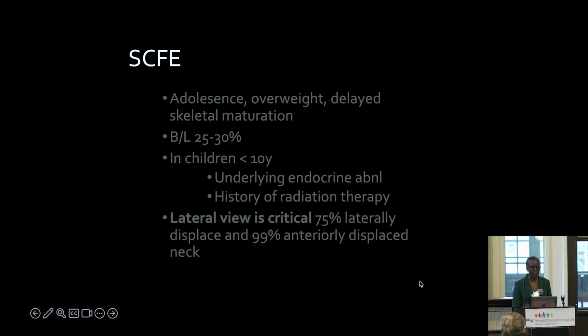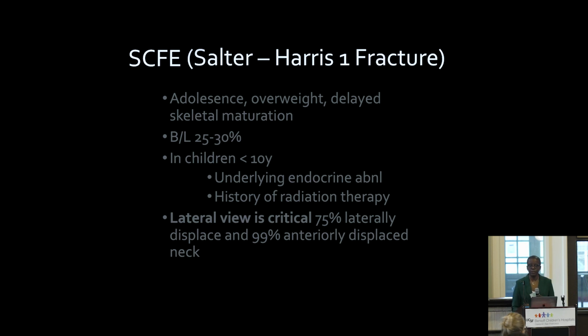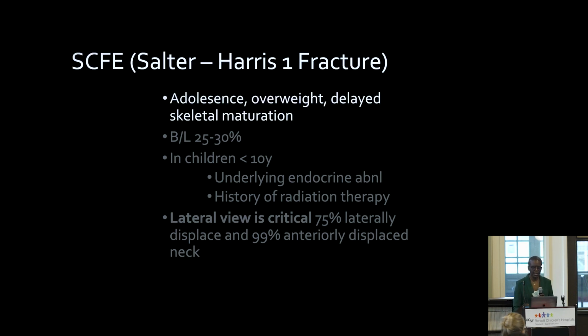So this is a case of slipped capital femoral epiphysis. This is a Salter-Harris 1 type fracture seen in adolescents. They can be overweight or have delayed skeletal maturity. It's bilateral in up to 30% of cases.